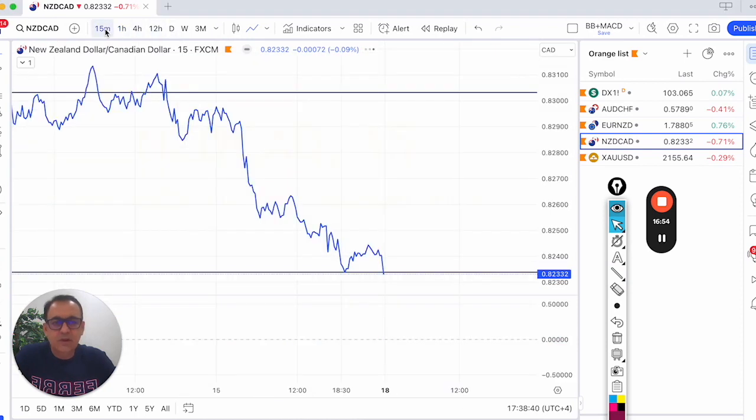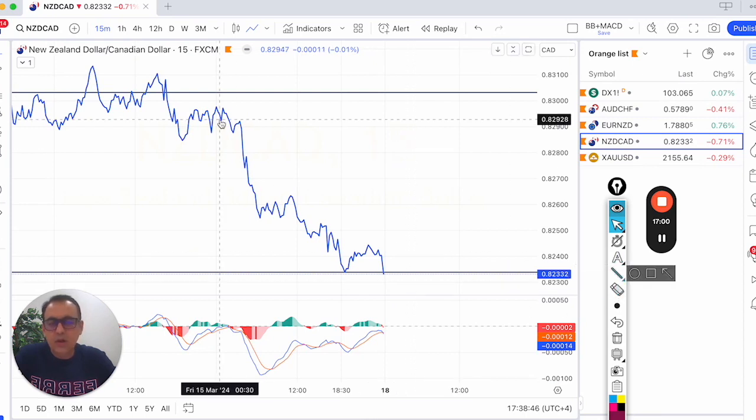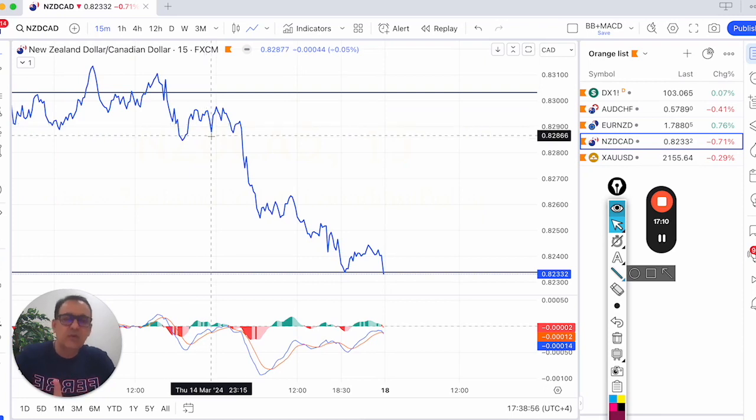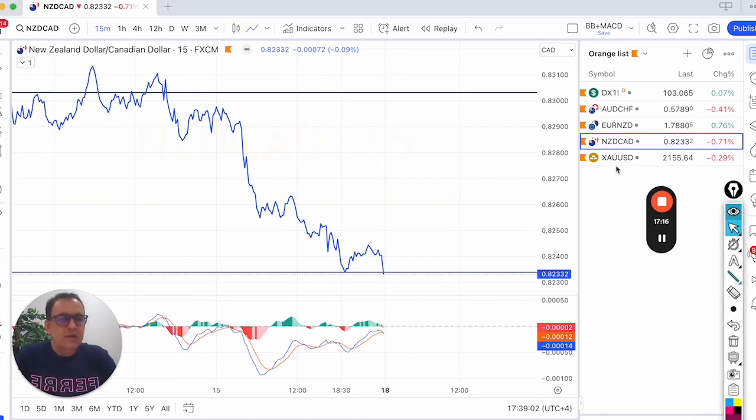Moving to 15 minutes. On 15 minutes, it's still looking bearish to me. So only on 1 hourly chart, it's forming some bullish momentum. Otherwise, it's a confluence towards the bearish side. So we have a lot of confluences towards the bearish side. So the plan remains to sell on the rise. And now, finally, gold.